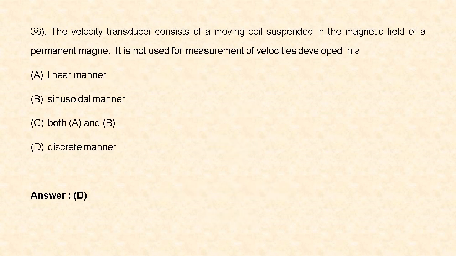Next question. The velocity transducer consists of a moving coil suspended in the magnetic field of a permanent magnet. It is not used for measurement of velocities developed in a option A linear manner, option B sinusoidal manner, option C both A and B, option D discrete manner. Here if you see, the velocity transducer is not used for measurement of velocities developed in a discrete manner. So option D is correct.